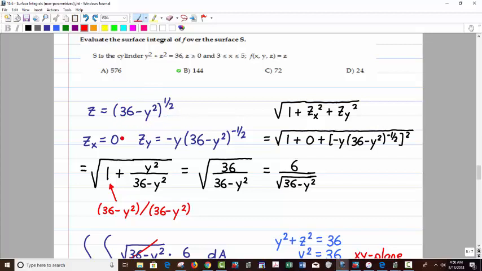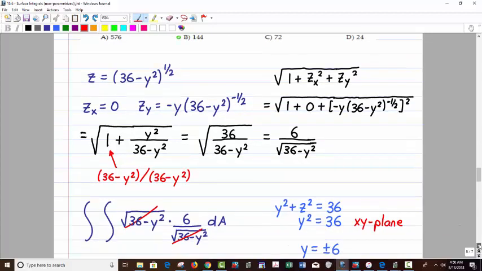Now the x partial will be 0 because there's no x there. The y partial, you bring down the 1/2, and I kind of skipped a step here, but there would have been a negative 2y there, and the 1/2 would have canceled the 2 and just left the negative y right there. And of course, this becomes negative 1/2. So your radical becomes 1 plus 0 plus this term right here squared, which I'll drop into a fraction here. So it's going to be y squared over 36 minus y squared, which you can see I did my typical common denominator thing again. The y squareds cancel. So you have 6 over 36 minus y squared.